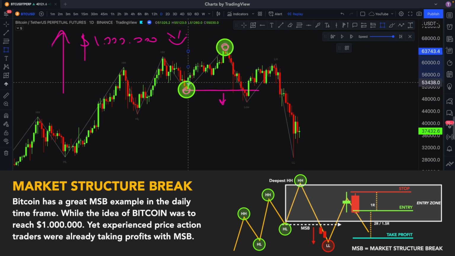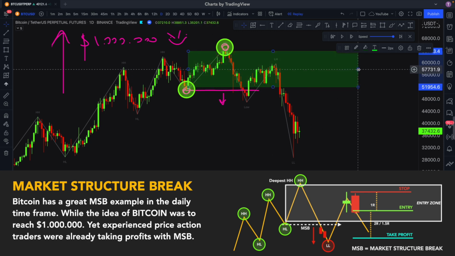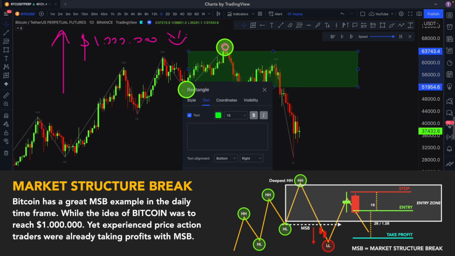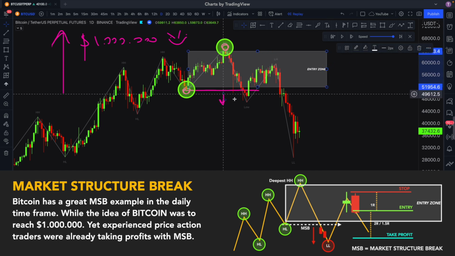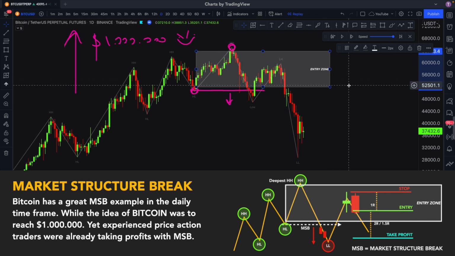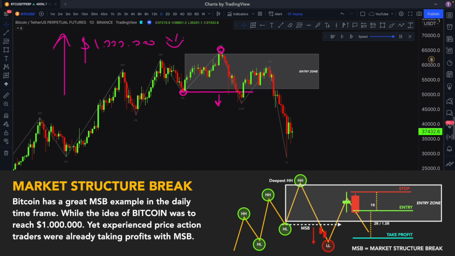Why do we draw entry zones this large? Because we are in the beginning of this price action trading journey. Later on, we will make the entry zone smaller and smaller with order blocks, breaker blocks, Quasimodo, and others.